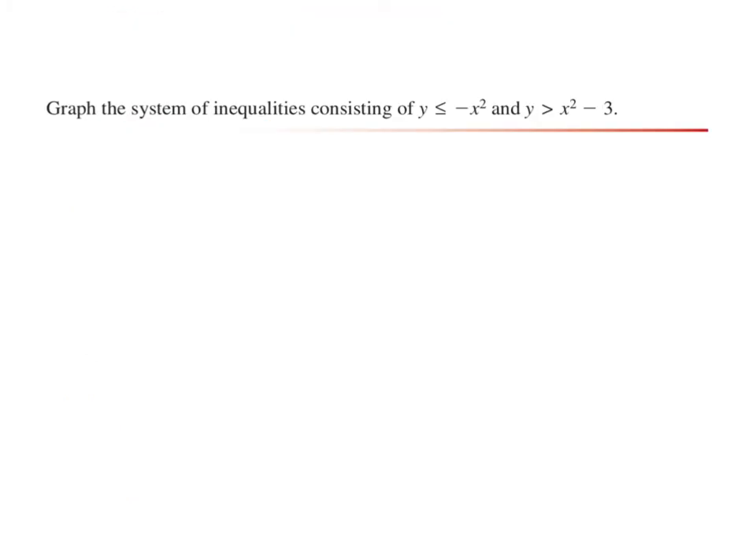Okay, so the next one says graph the system of inequalities consisting of y is less than or equal to -x squared and y is greater than x squared minus 3. So this is going to be our first graph. And then this is our second one. So let's start with graphing our first one.